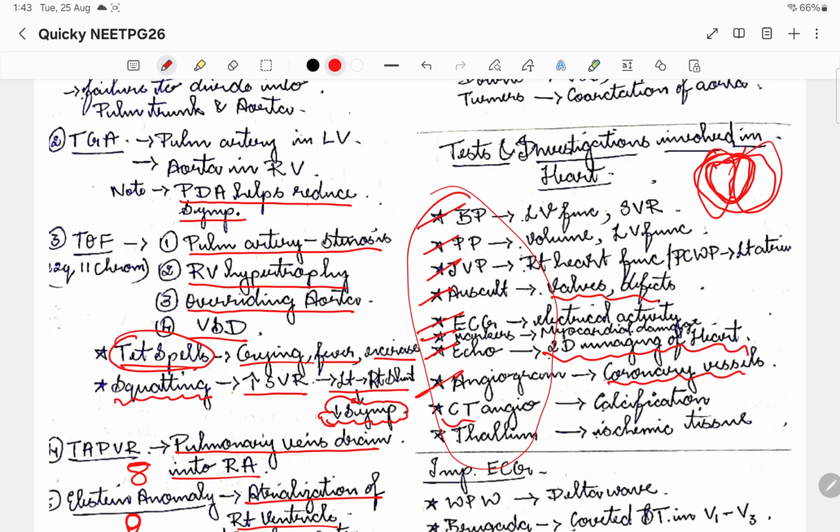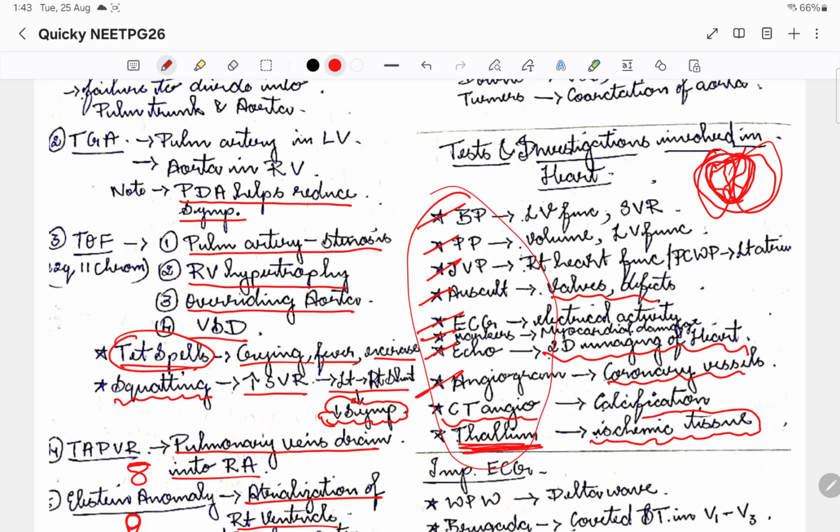Then coming to CT angiogram, it is an extended version of angiogram, meaning we'll see the calcifications. Okay, we'll get a 3D diagram of the entire heart's blood supply and we can see the calcifications around it. Okay, then there is something called the thallium study, where we can also diagnose ischemic tissues.